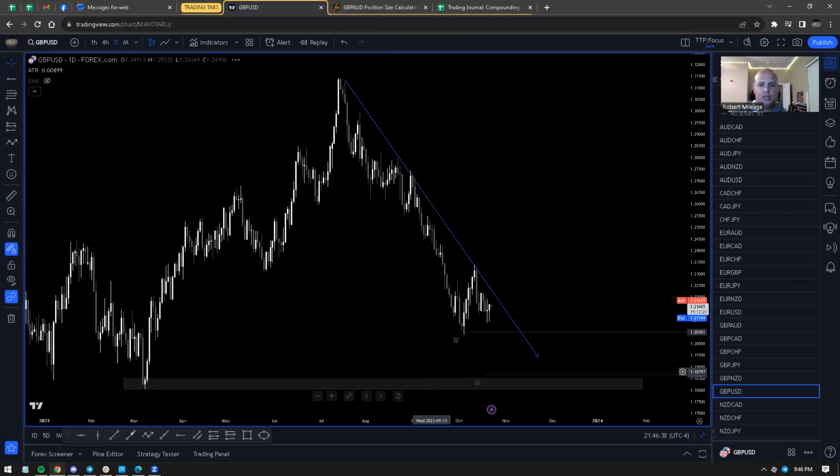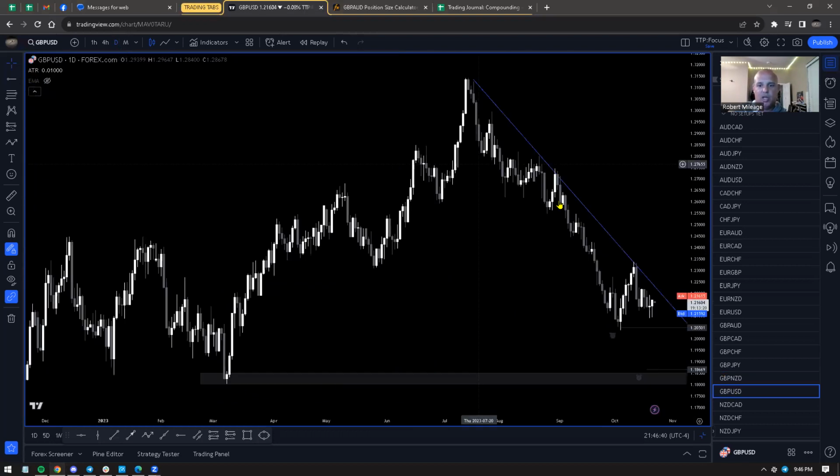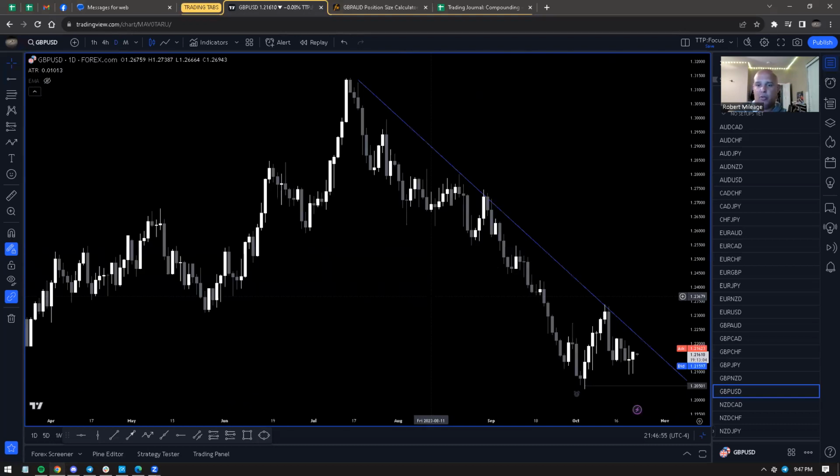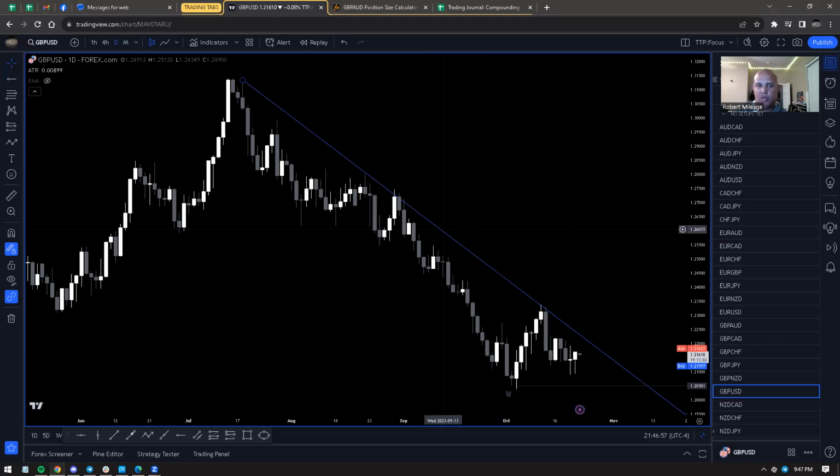GBP NZD looks like over the past couple of months, just been coming down. Before that, it was just going sideways. We had a little bit of an uptrend. Now we have this downtrend, pullback, deep pullback, whatever you want to call it. You can call it whatever you want. What am I looking for on that one though? Well, we haven't broken above this in quite some time.